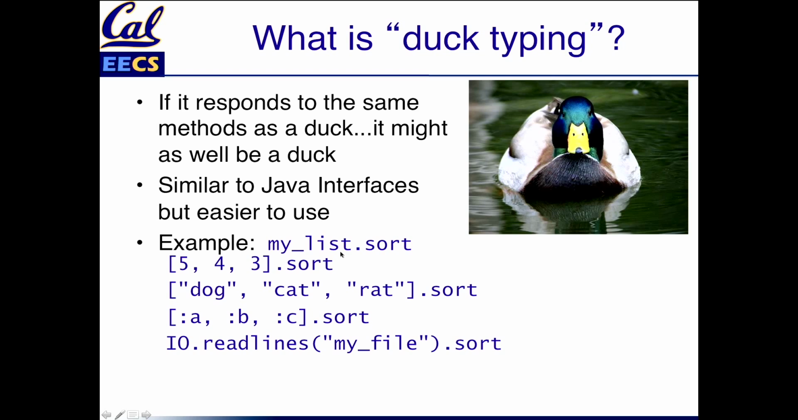So as an example, if I call sort on my list, what does that actually mean? Well, suppose my list is something like this array of integers. You can imagine what it would mean for sort to operate on that. What if it was a list of strings? You can imagine what it means for sort to operate on that. Or even a list of symbols. Or even what you get back from IO readlines, which is all of the lines in a file one line at a time, right? This last one is basically a way of saying sort this file. So why does this work?